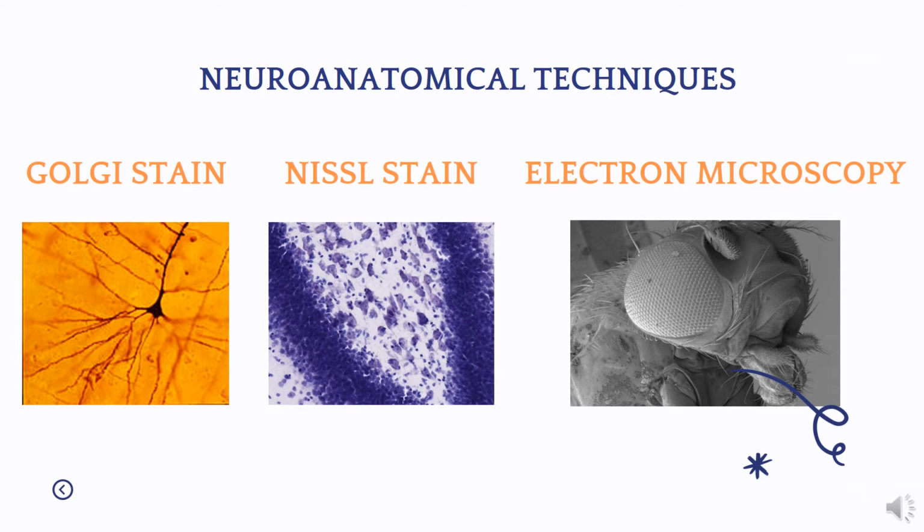Lastly is electron microscopy. It provides information about the details of the neural structure. Electron micrograph equals a 2D result. Scanning electron microscope equals a 3D result, which is visible in the given picture.